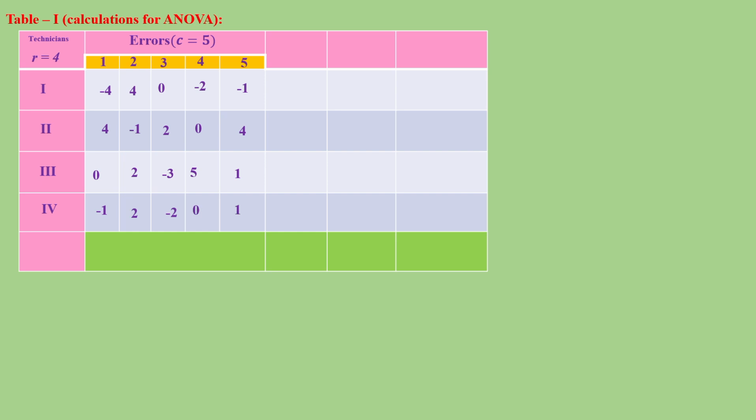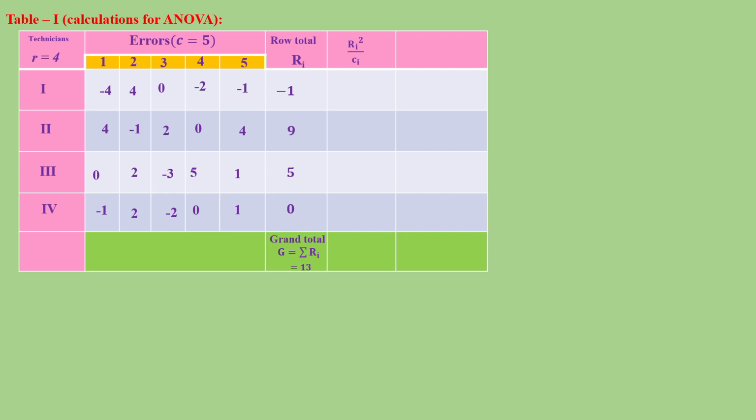Then first find the row totals. So first R1, row 1 total minus 1, row 2 total 9, row 3 total 5, row 4 total 0. Just add the numbers in that row, right? First row, second row, third row. So the sum of the row totals, that is the grand total. G is equal to summation Ri, which is equal to 13.